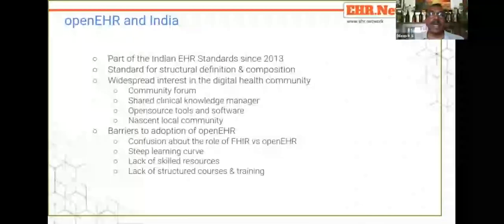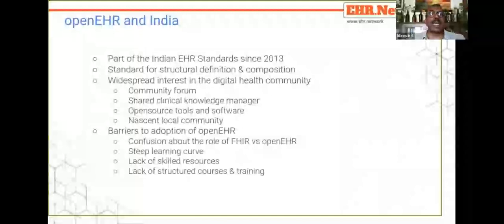Now, what is happening with openEHR in India? It has been part of our EHR standard since 2016. Since the first Indian EHR standards came out, openEHR has been part of it. It has been identified as a standard for structural definition and composition, which means the definition of clinical data and the way clinical data is managed.